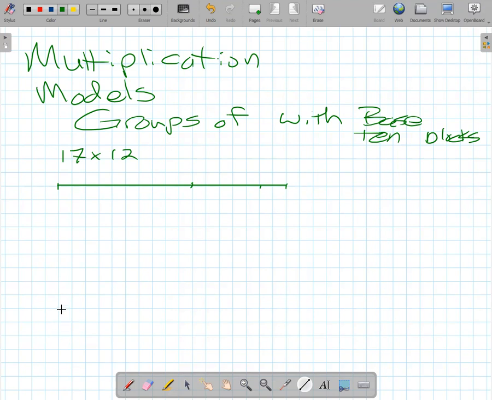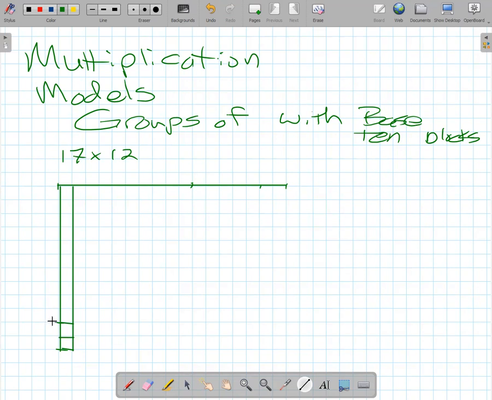Oops, I went too far, didn't I? Is that 10 there? 1, 2, 3, 4, 5, 6, 7, 8, 9. Almost. Erase. That's where 10 should be, and then there's 12. And so a group of 12 would be something like this, where I have a group of 10 and 2 1s.